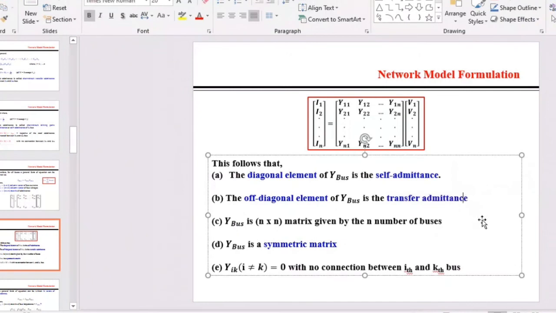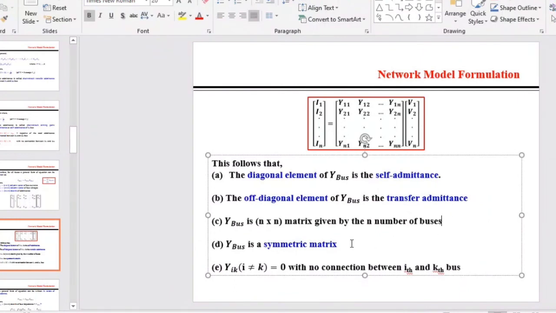So when we talk about transfer admittance, we must know that this is the admittance between those two buses. And if we talk about self admittance, it means all the admittances that are connected to that particular bus. Y11 means all the admittances connected to that bus. Y55 means all the admittances connected to bus number 5 only.